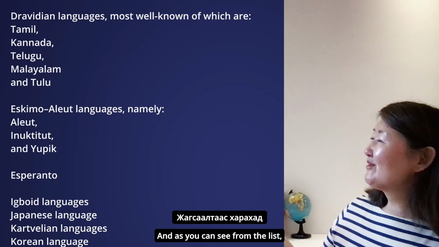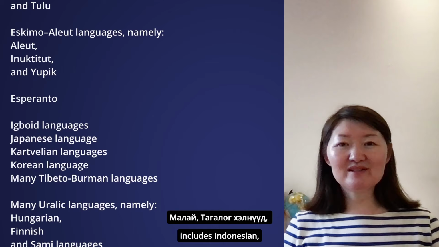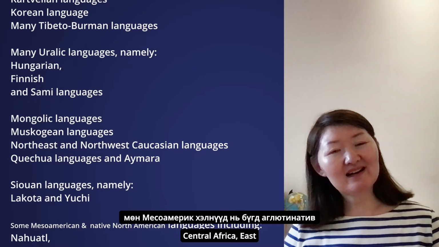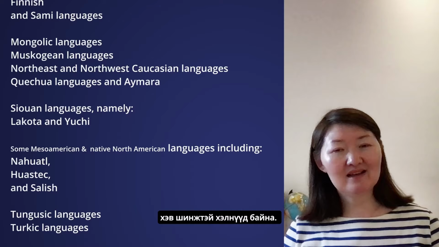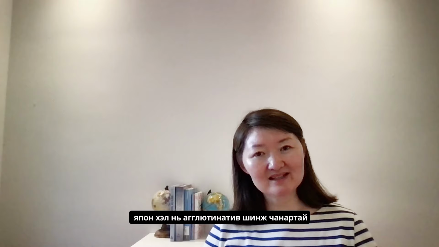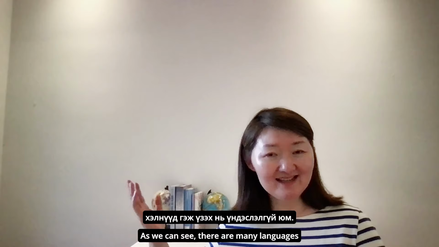As you can see from the list, the Austronesian languages, which include Indonesian, Malay, and Tagalog, spoken by Filipino people, and also the Bantu languages, which are spoken in Central Africa, East Africa, and Southern Africa, and also the Tibeto-Burman languages and Mesoamerican languages are all agglutinative. So therefore, it's not sound reasoning to claim that Turkic and Mongolic languages are genetically related because they are agglutinative. As we can see, there are many languages that are agglutinative but are not related.